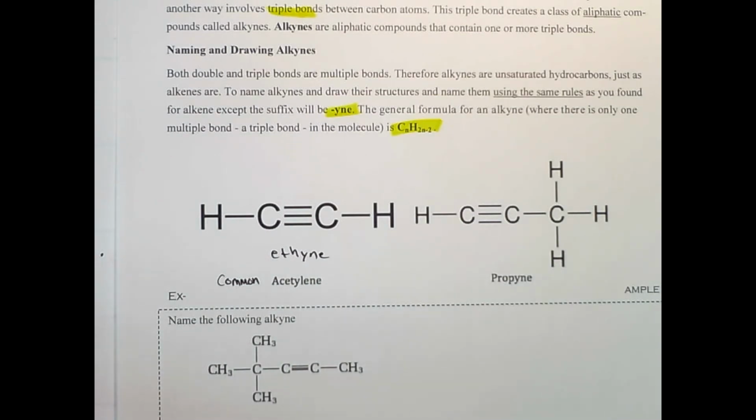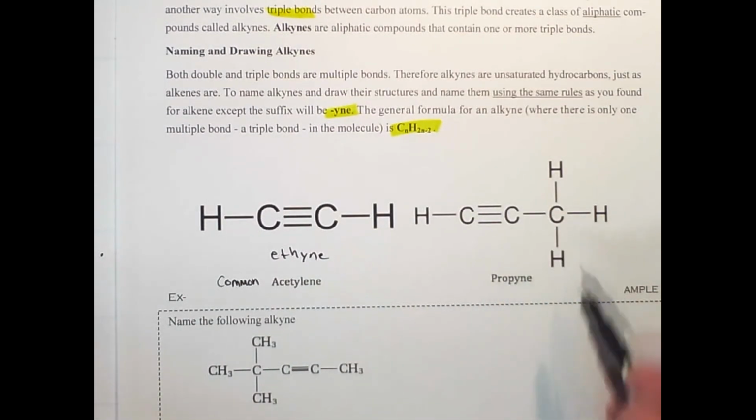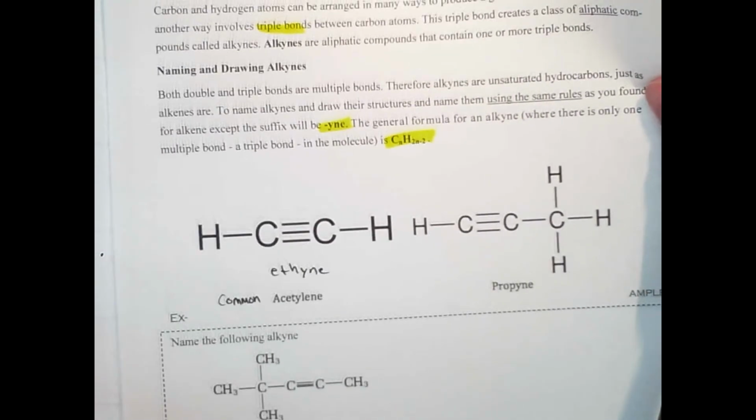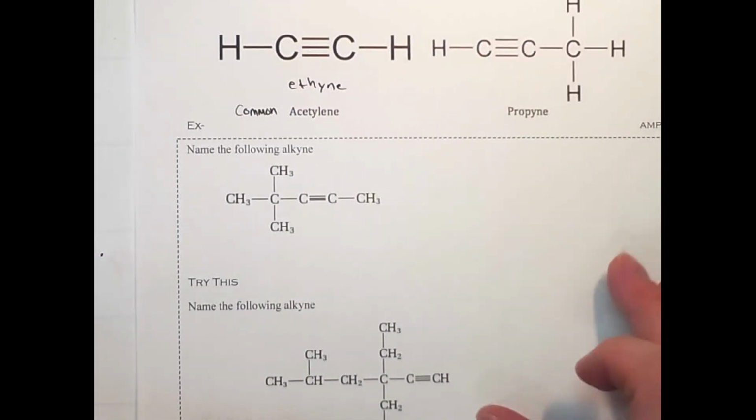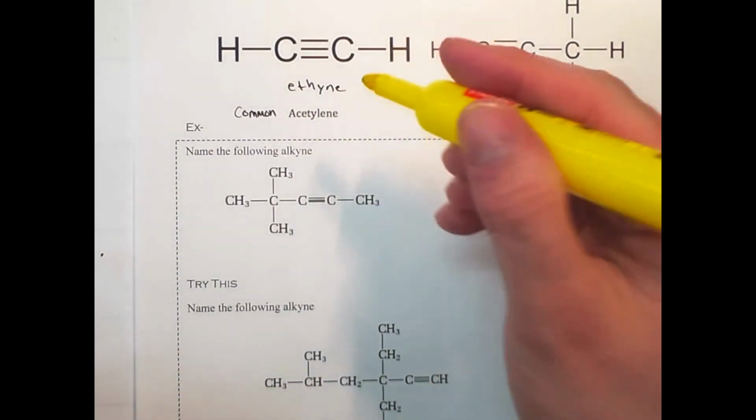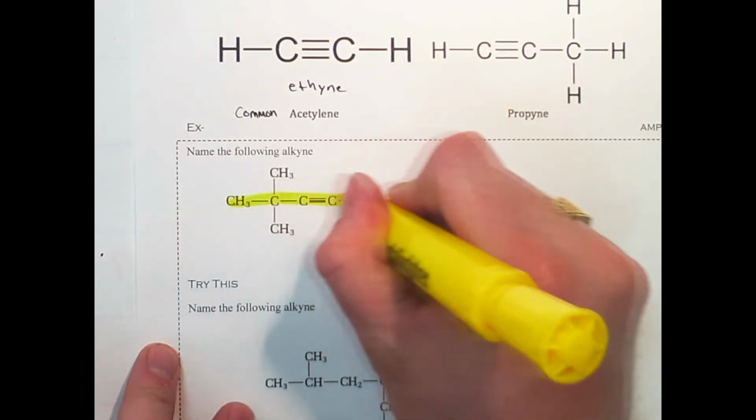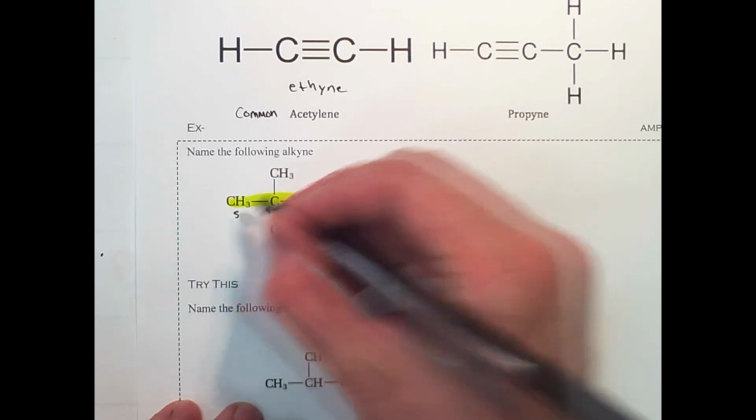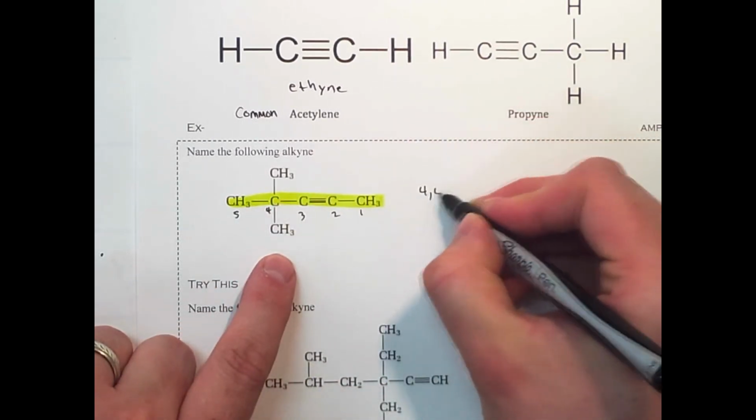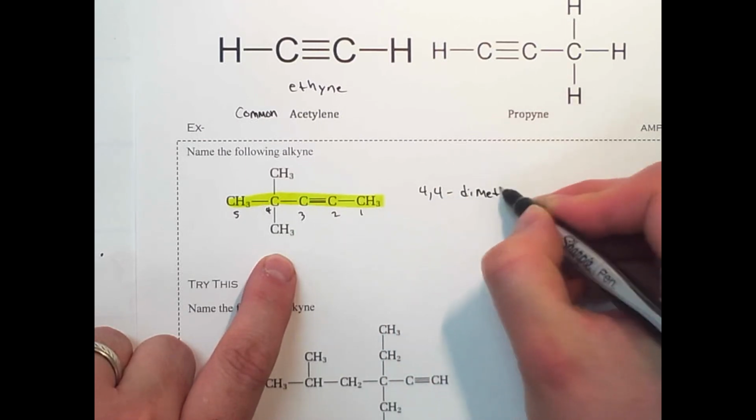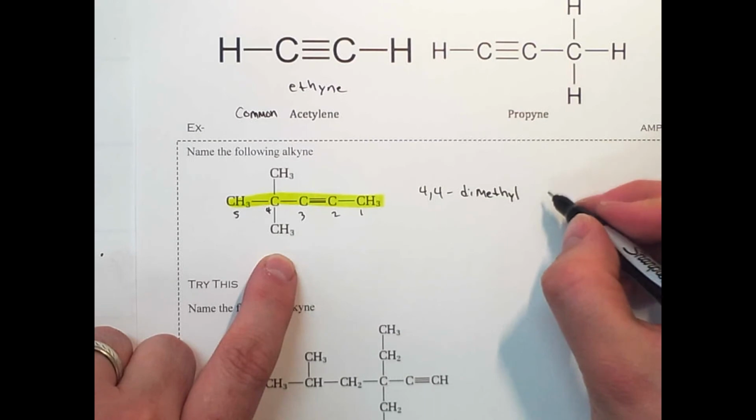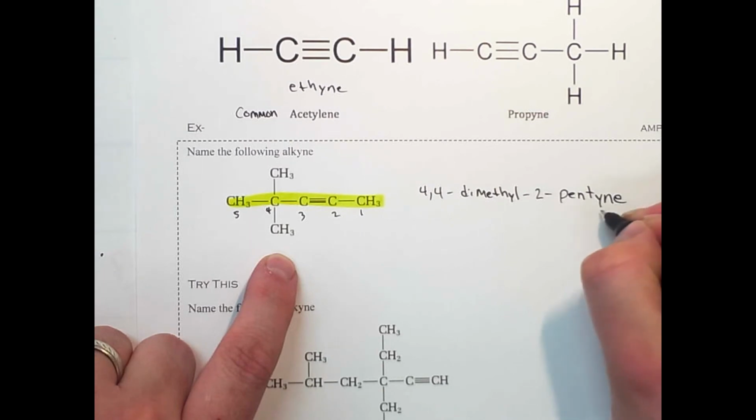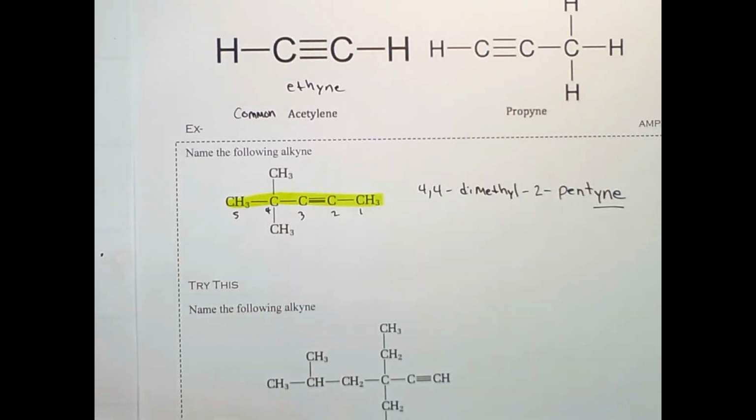Acetylene is usually used in welding. And once again, propyne as well. So when you're naming, everything's the same as you're doing with alkenes. It's just the ending of the suffix is different. So just to show you what I mean, there's our longest chain. The triple bond is closest to this side. I have 2 methyl groups, so 4,4-dimethyl-2-pentyne. Again, the ending being different is the only thing.